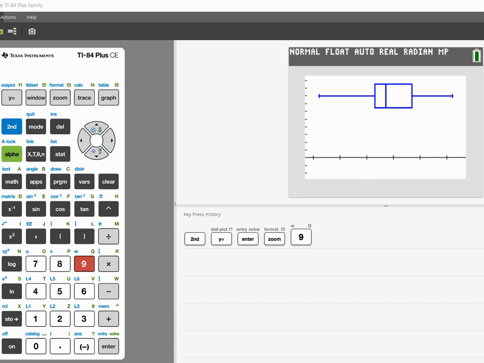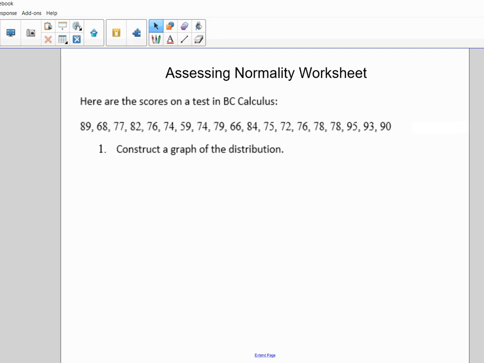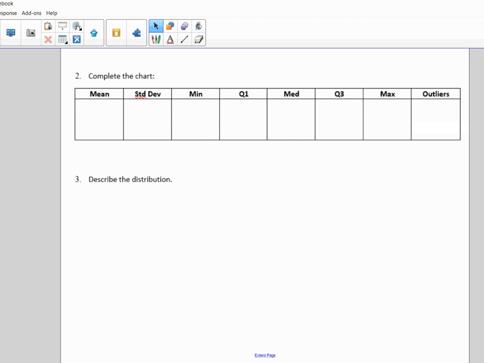Okay, so we made our graph, right? Now we're going to just jot down some important information, okay? Mean, standard deviation, five number summary, all that stuff. So take a minute, get all that down.